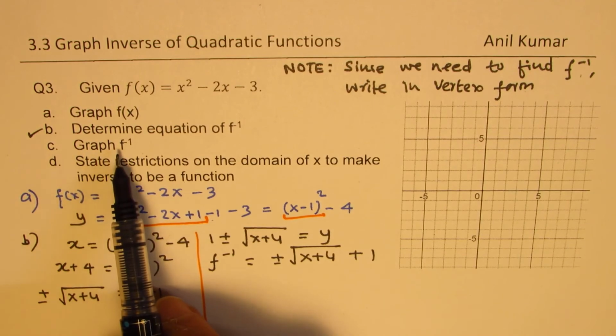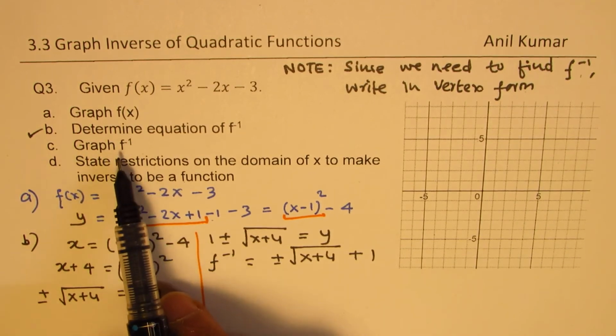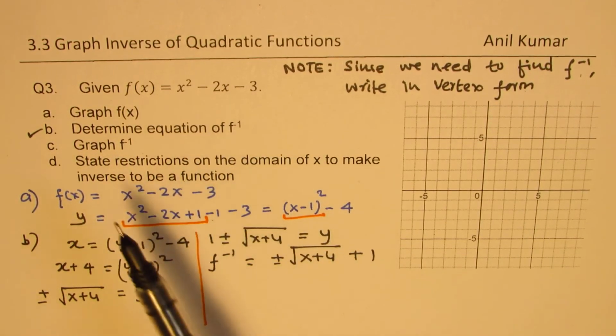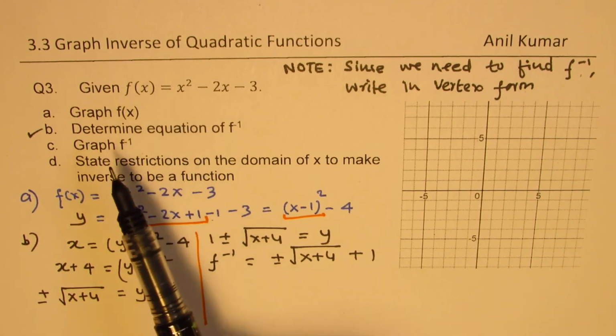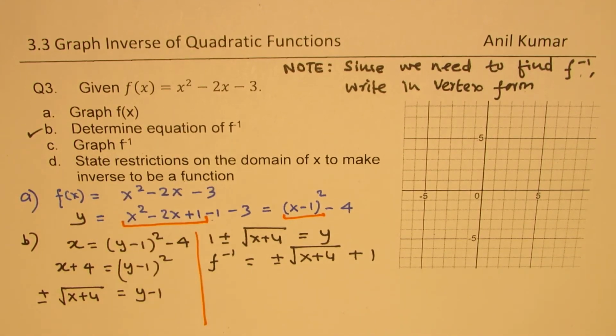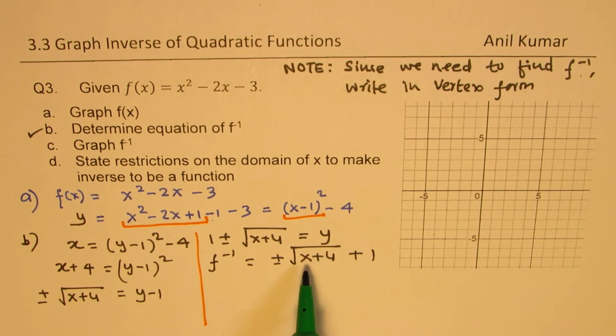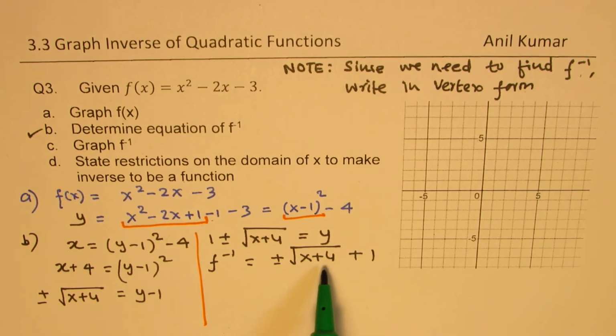Then we have to graph the inverse, okay? So they are not telling you to graph the function itself, only graph the inverse, okay? So in this case, to graph the inverse, we know it is a square root function. If x is equal to minus 4, then this part is 0, right? So the vertex here is actually, we will begin with minus 4.